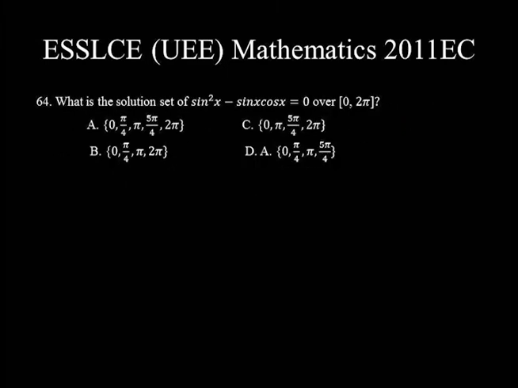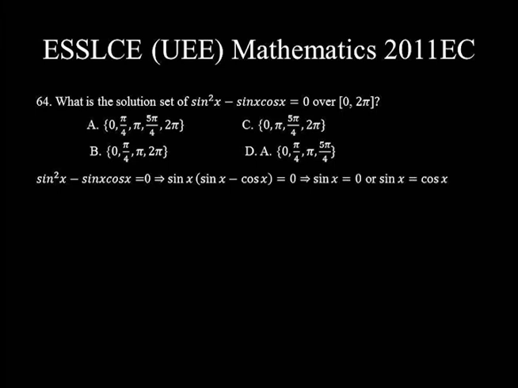Question number 64. What is the solution set of sine square of x minus sine x cos x is equal to 0 over the interval 0, 2 pi? Sine square x minus sine x cos x is equal to 0. This implies, taking sine x as a common factor, sine x times (sine square x divided by sine x is sine x, minus sine x cos x divided by sine x is cos x) is equal to 0. This implies sine x is equal to 0 or sine x is equal to cos x.